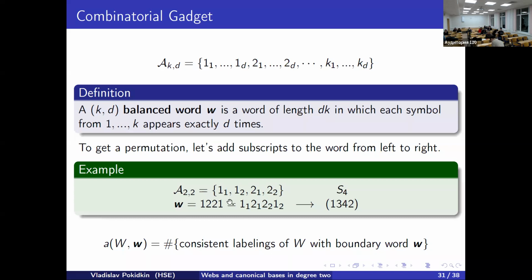It's useful because with every word we can actually associate a permutation. Here the simplest example is just to take the set of 1 and 2. And in this permutation, all the cycles have the same length, d.